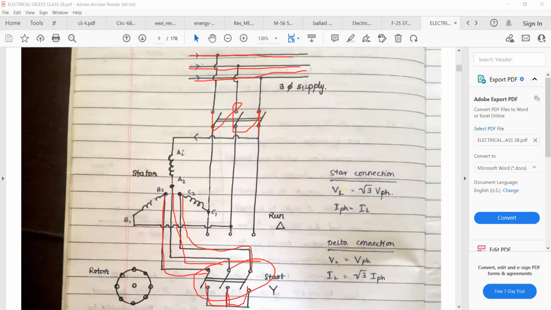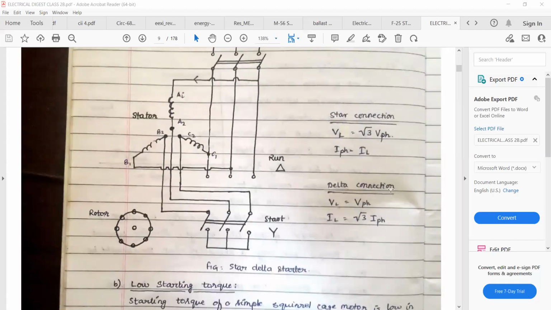Yes, sir. Okay. So in star connection, your line voltage is √3 times the phase voltage, and line current is equal to phase current. Whereas in delta, line voltage is equal to what? √3, right? Of the phase voltage. Yeah, it's written correctly. In delta, current is going to be lower.